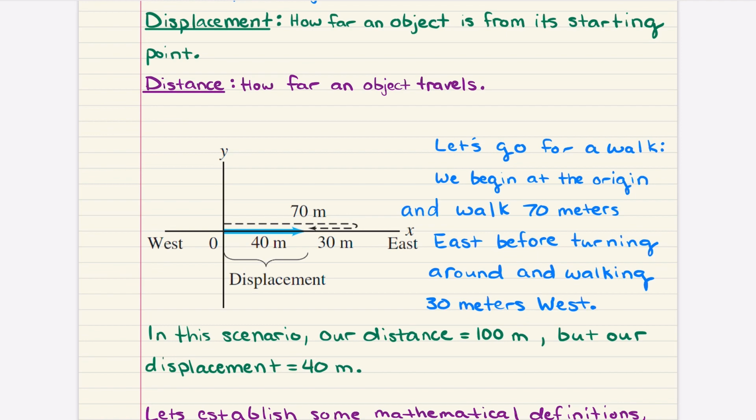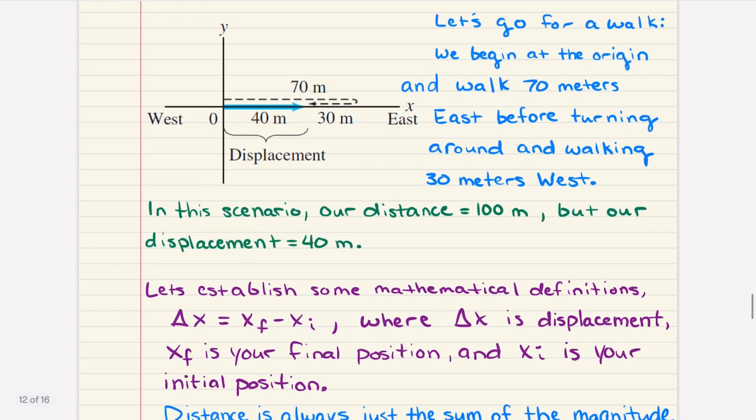And that is the difference between displacement and distance, and so much physics is built on top of that difference. At least for displacement, let's establish a mathematical definition. We're going to do that a lot in this series.